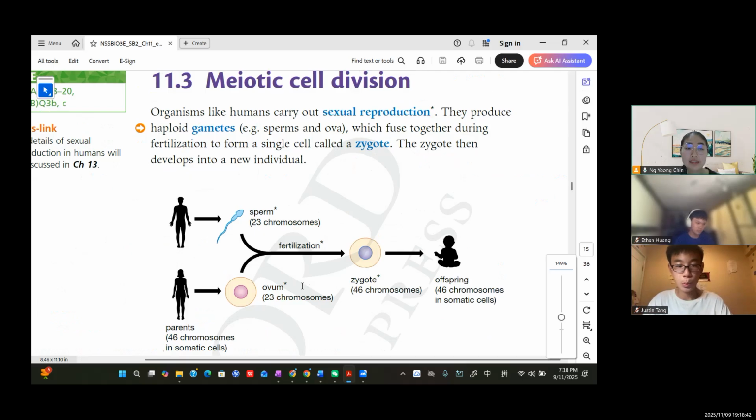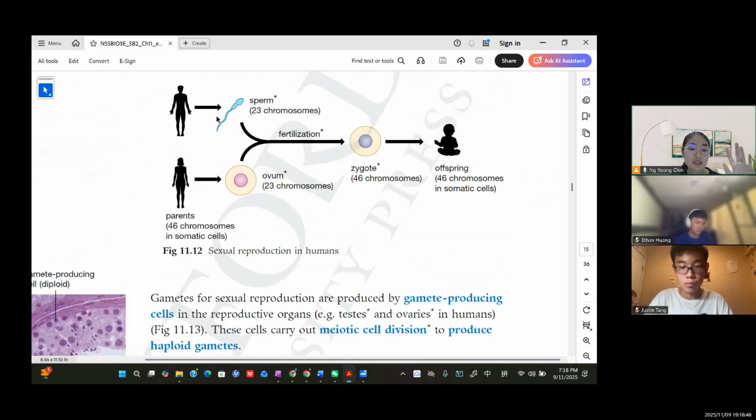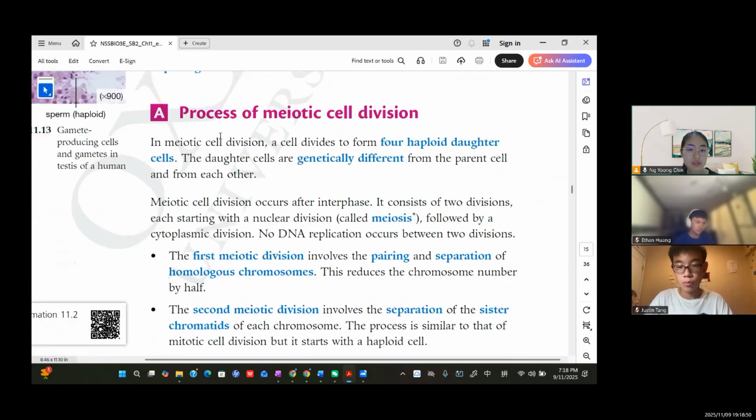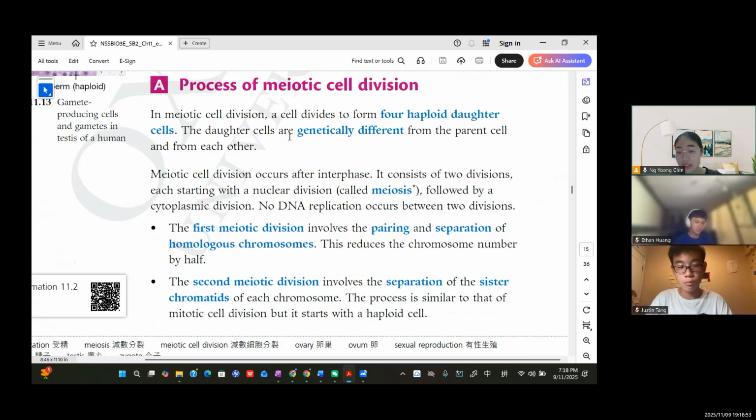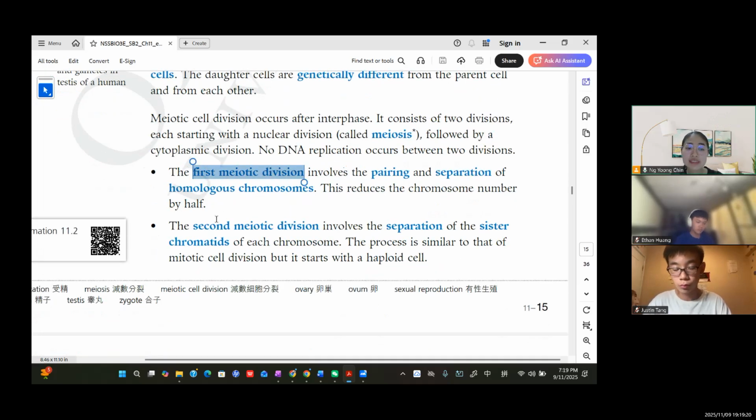So meiosis is a process that produces haploid cells. Okay, haploid cells. So we can have a look. Yeah. So how is the process in meiotic cell division? By one cycle of meiotic cell division, from one parent cell you can get four haploid cells. One parent cell, you get four haploid cells. So you need to undergo two processes, okay, which are meiosis phase 1 and meiosis phase 2. So you can see you will have the first meiotic division and the second meiotic division.